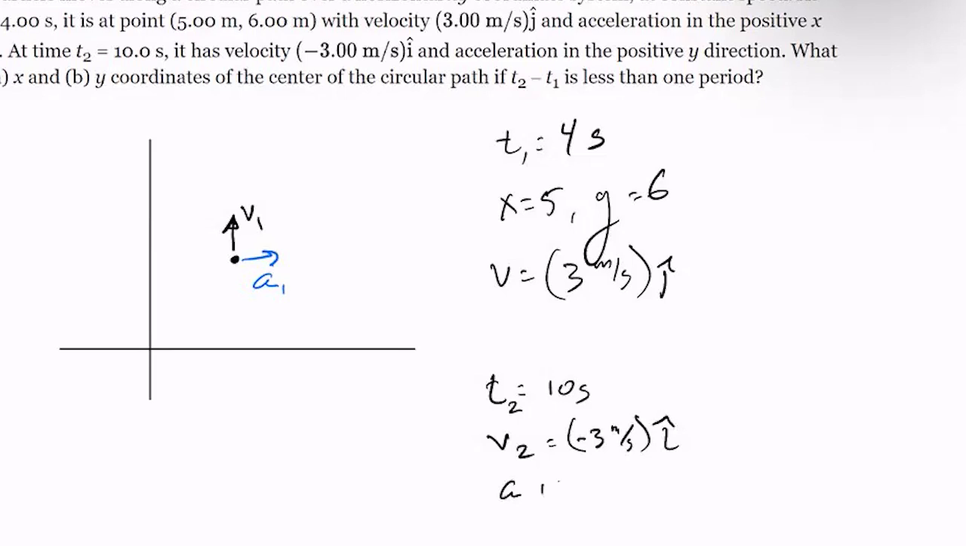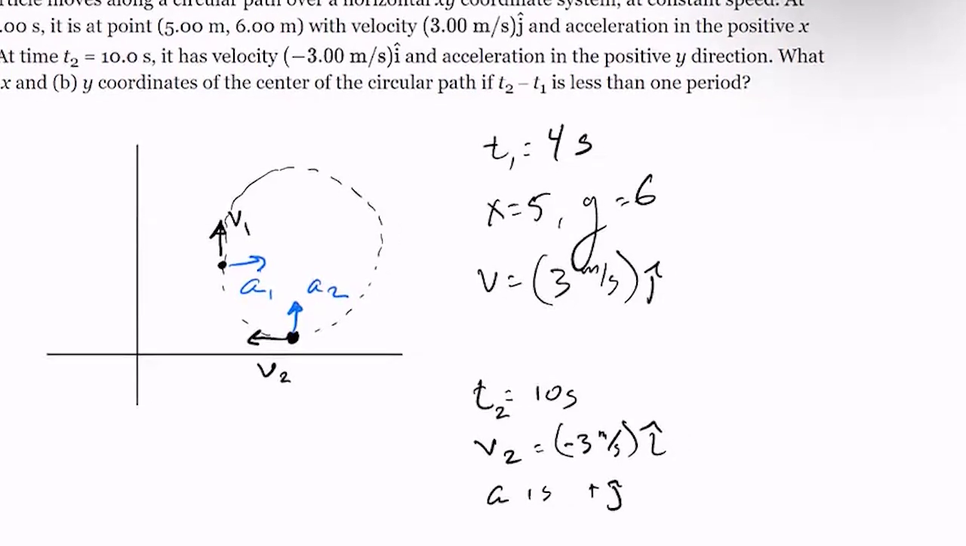So knowing that my object is moving around in a circle, I can conclude that the particle is moving along that kind of circle. So the particle has to be down there somewhere at clock reading 10 seconds with a velocity and an acceleration. In addition, this problem tells us that the particle has not yet made a complete circle because it tells me that t2 minus t1 is less than 1 period.